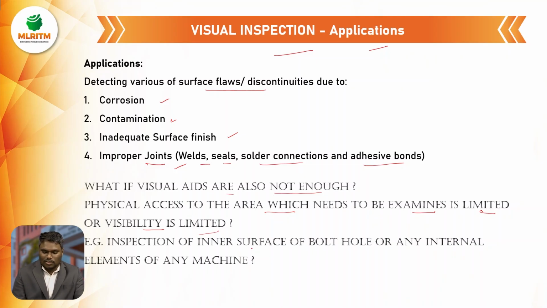For example, inspection of the inner surface of a bolt hole. Just consider there is a bolt hole, and some internal threads are there in this bolt. If any defects or flaws appear to be present inside a very lengthy bolt, they cannot be easily detected by visual inspection. So what is the further step we need to go?